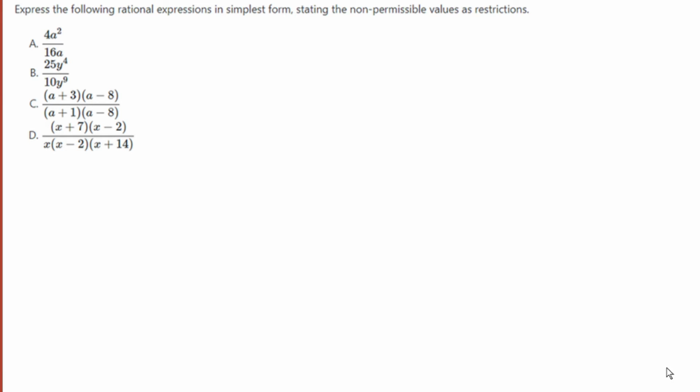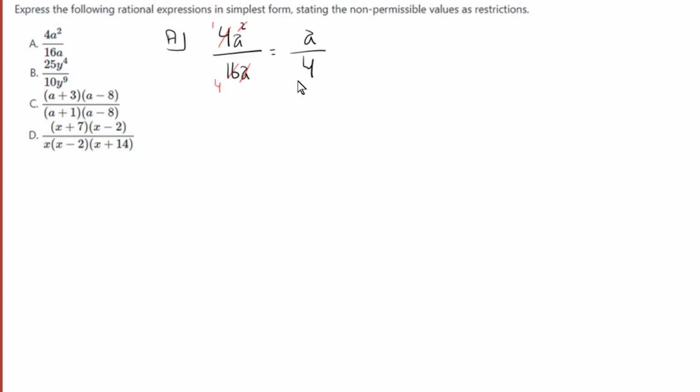Express the following rational expressions in simplest form, stating the non-permissible values as restrictions. In A, we have 4a squared over 16a. Here we can reduce the numerical coefficients. We can divide numerator and denominator by 4, leaving us with 1 and 4. And then the a in the denominator cancels against one of the a's in the numerator. So now we're left with a over 4.